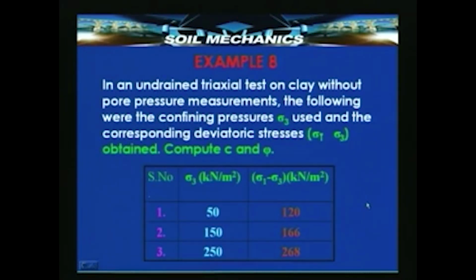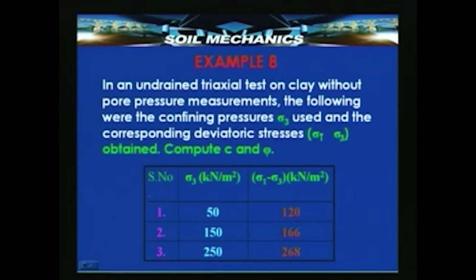In this example, we have data of an undrained triaxial test on clay. Undrained triaxial test means drainage is not permitted. Obviously, it means that the stresses which we have are all total stresses. Incidentally, in this example, pore pressures were not measured, and therefore, in order to get the effective stresses, if we required, we would need to have the pore pressure measurements.